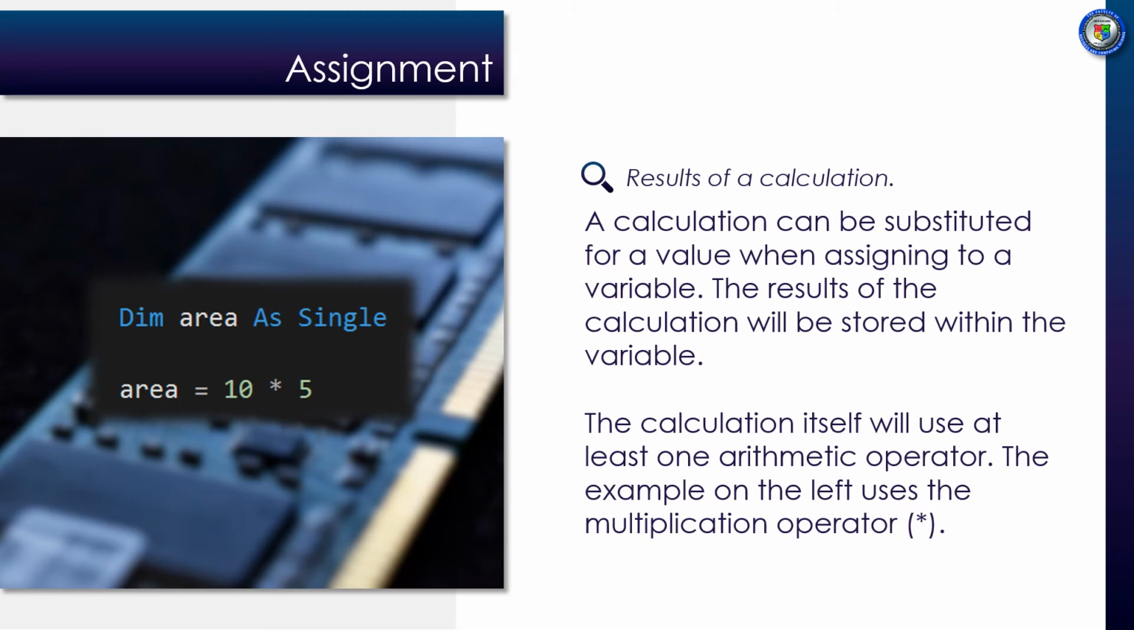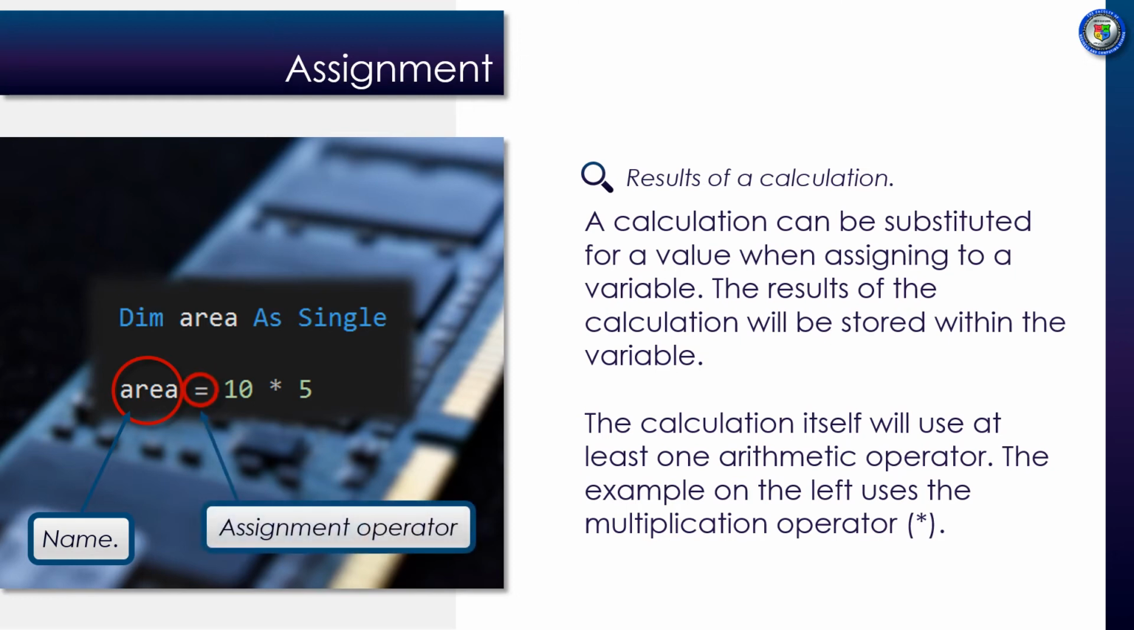We can assign the result of a calculation to our variable. In this example, we have our variable area declared as a single, which is a real number. We have our variable area circled, our assignment operator once again, and our calculation. Notice we have a multiplication operator, which is the asterisk in this case.